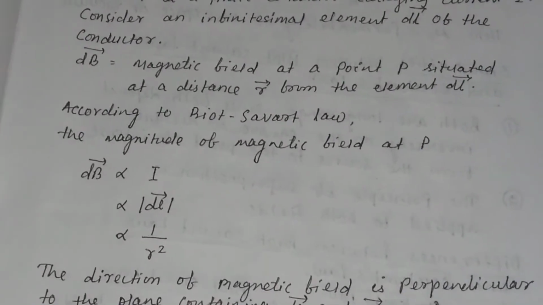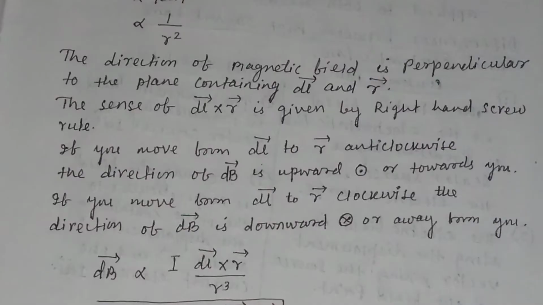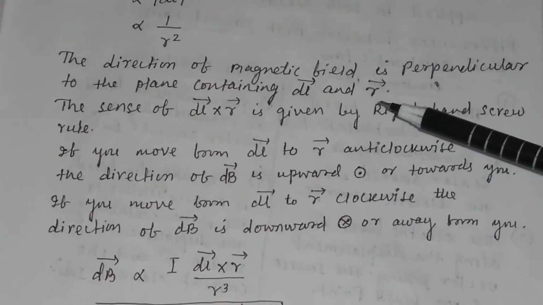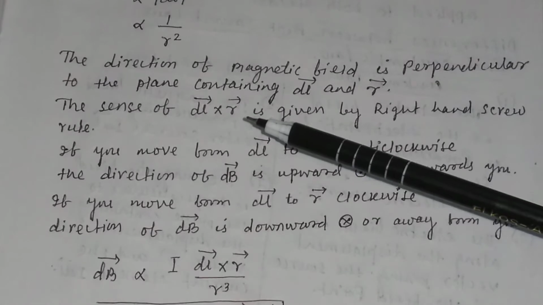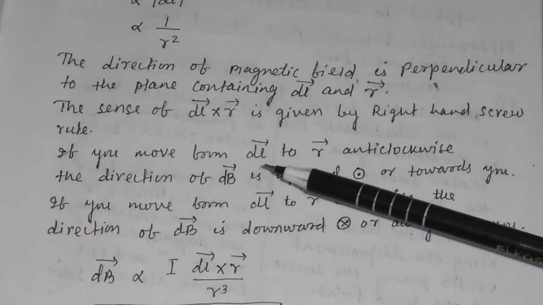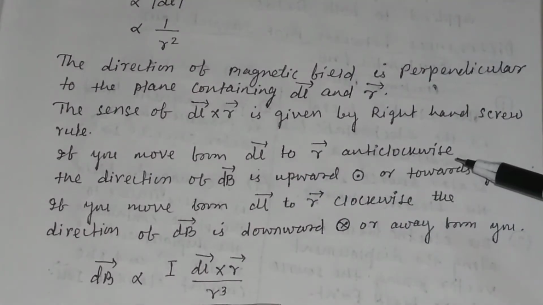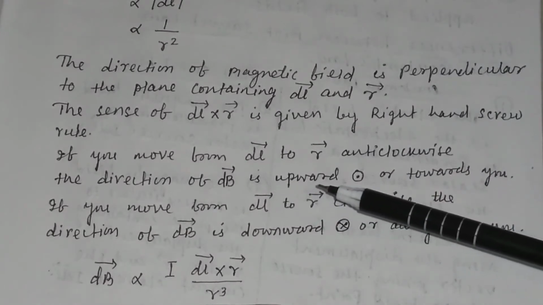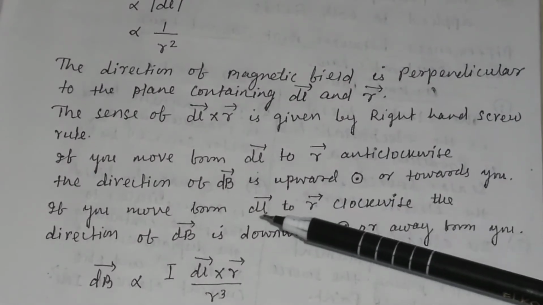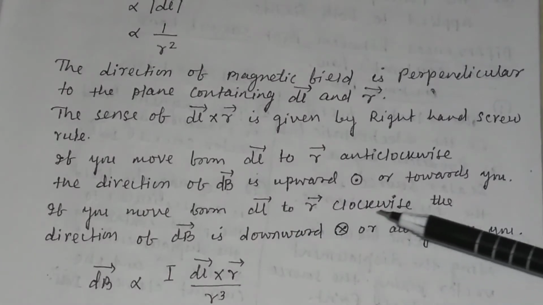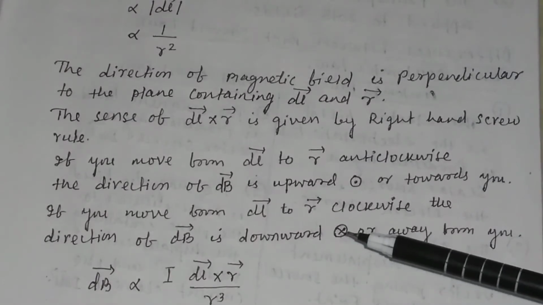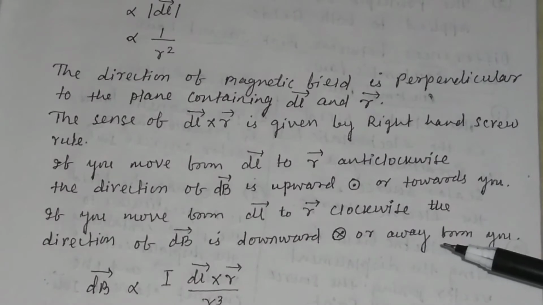And the direction of the magnetic field is perpendicular to the plane containing dl and r. The sense of dl cross r is given by the right hand screw rule. If you move from dl to r anticlockwise, the direction of dB is upward or towards you, which is denoted by a dot symbol. If you move from dl to r clockwise, the direction of dB is downward. It is represented by a cross, or it is called away from you.